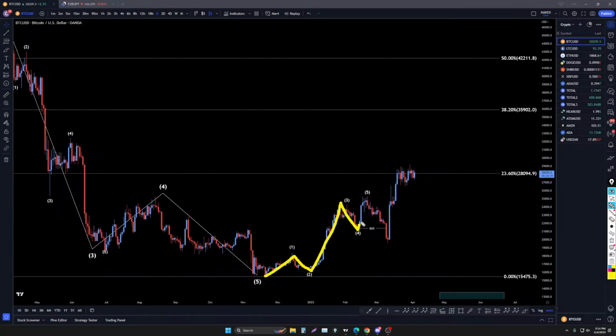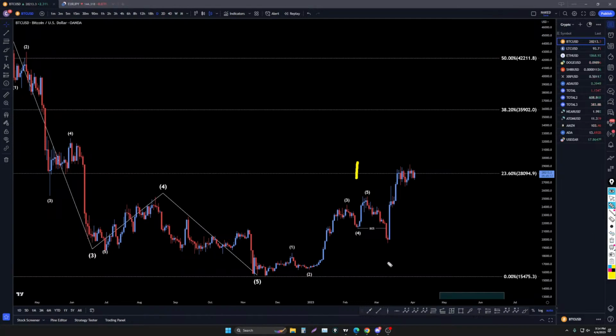1, 2, 3, 4, 5. That could definitely be a wave A. 1, 2, 3. Looks like a wave B. Nice uptrend right here. If this turns down and takes out structure, that's going to be the end of a correction for sure. So like I said, it's as simple as that. If it turns down and takes out structure, it's a wave C. If it doesn't turn down and take out structure, then obviously it's not a C, and it's a wave 3.